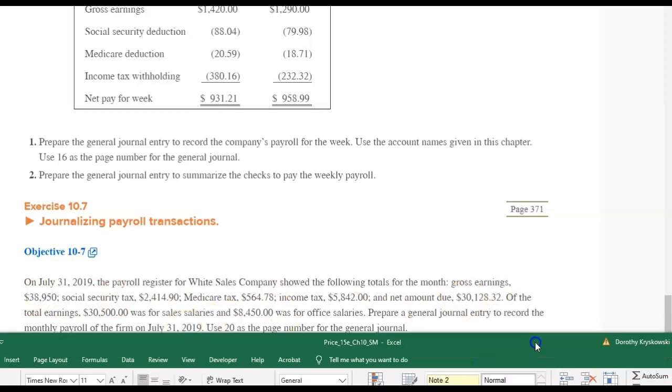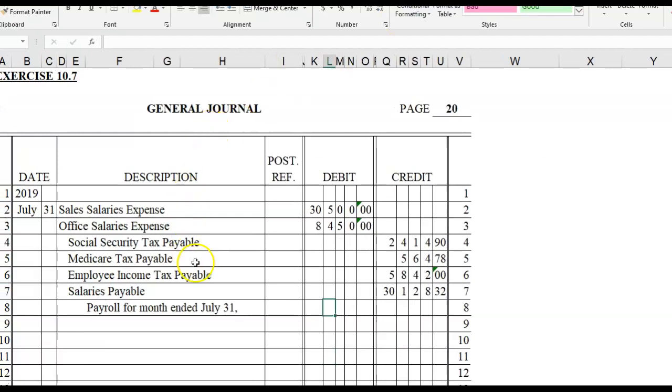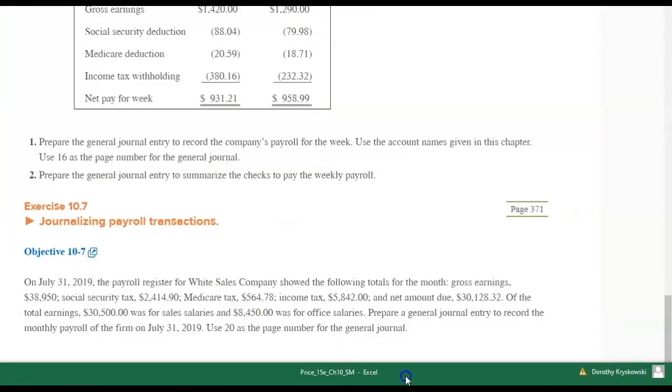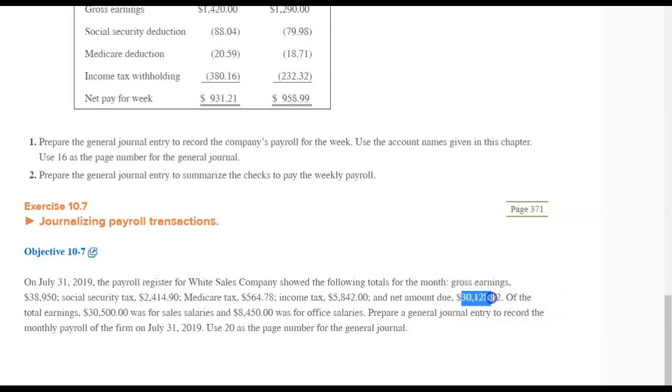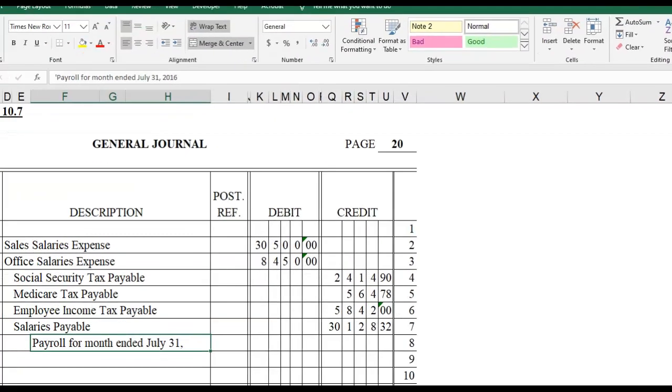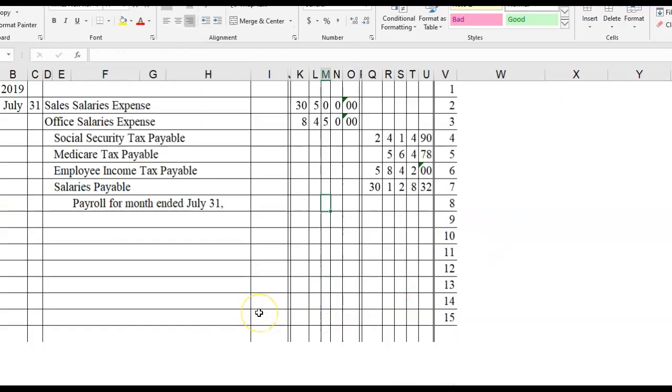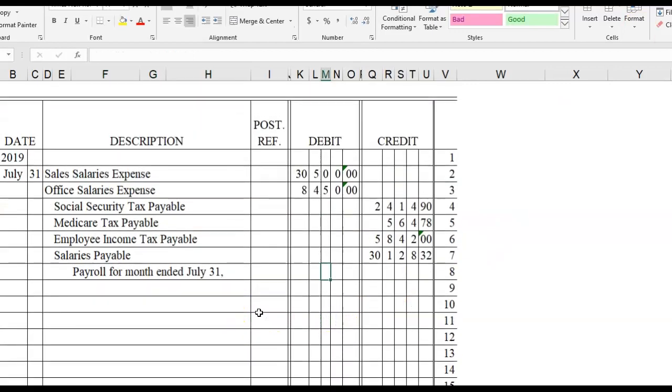Let's go ahead and take a look at what it's supposed to look like when it's done. And we're also going to add the date of the payroll so that we know exactly what's going on. So let's take a look at the salaries payable. $30,128.32. You're like, where did you get that number? It is this $30,000, the net amount due. They gave it to us. That'll be 10.7.